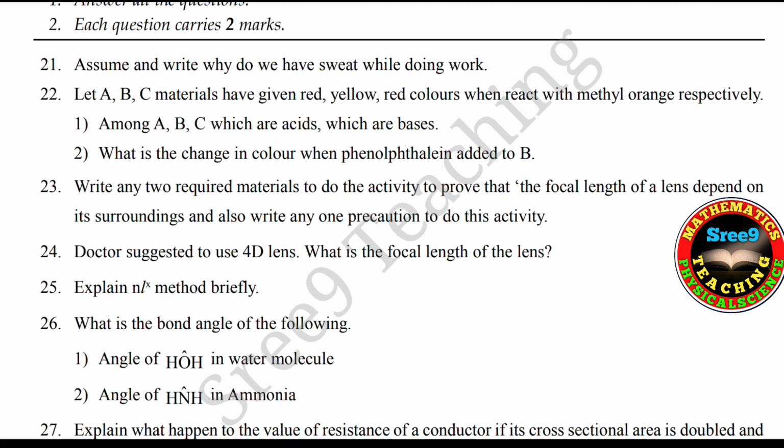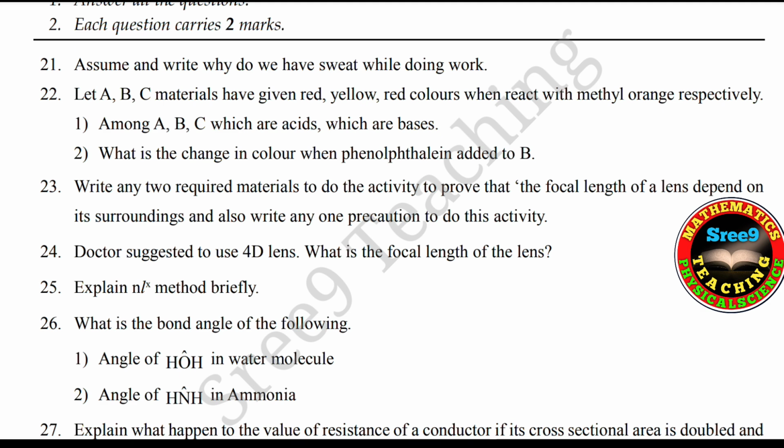You know that acids turn the methyl orange indicator red, right? Now which materials turn red? A and C. So that's why A and C are acids, and B, which turns yellow, is a base. Now B is a base.